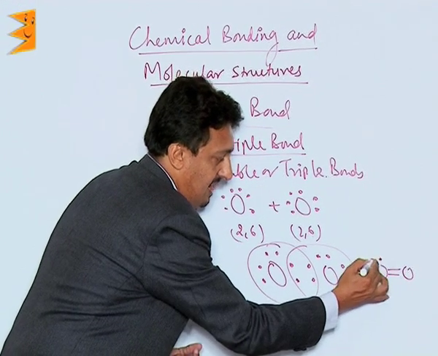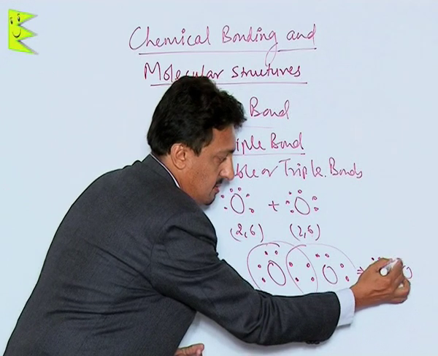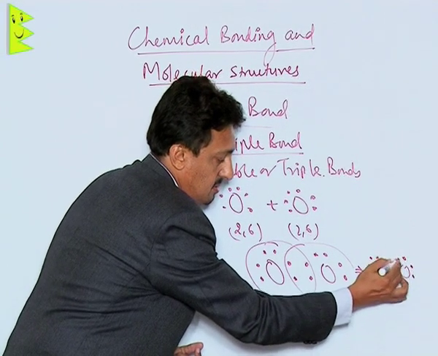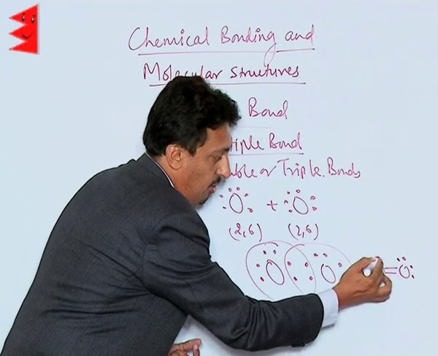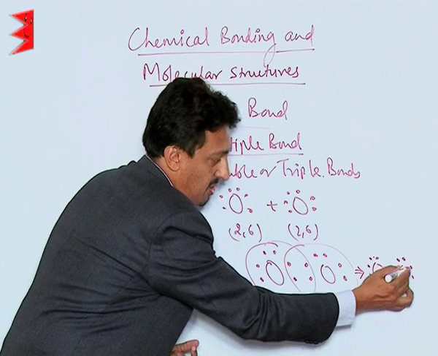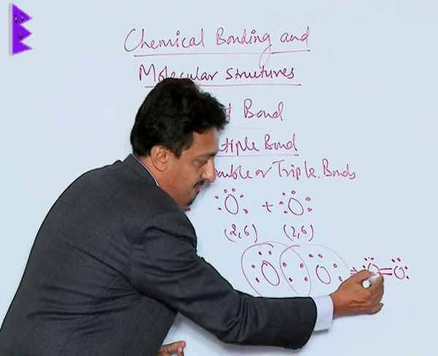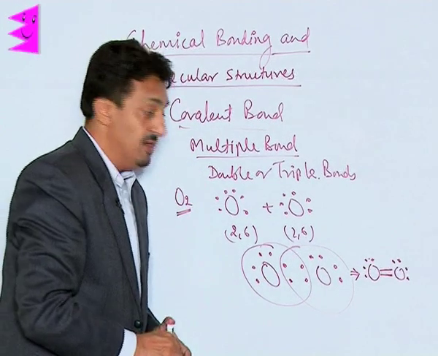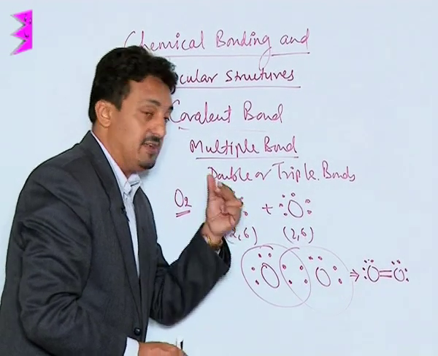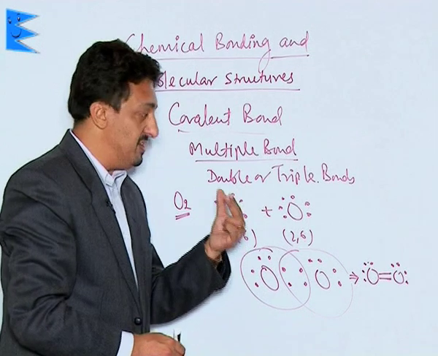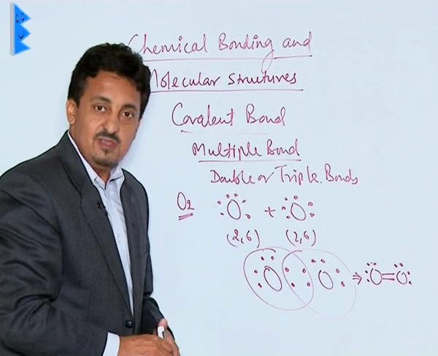And these are the 2 lone pairs each oxygen is having. And these are the 2 bonds which are present between 2 oxygen atoms. So this is an example of a double bond which is present between 2 atoms in a molecular species.